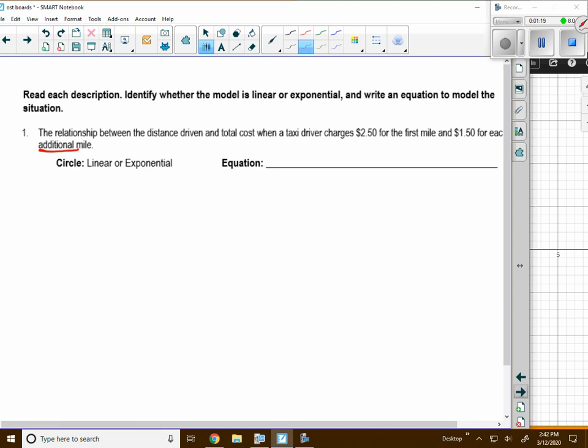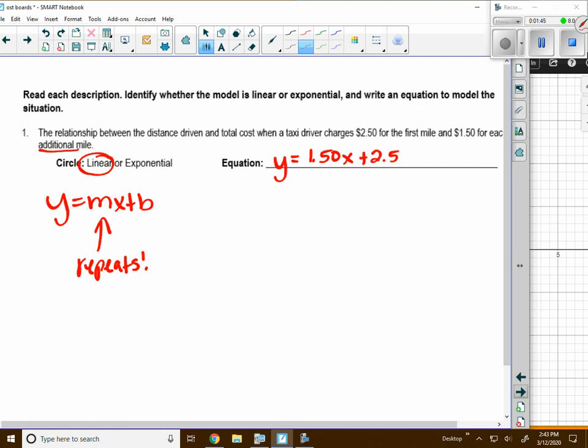So we know that since we're adding, this is going to be a linear function. We're going to have the general form of y equals mx plus b. When we have something that happens over and over and over again, that is our slope. That is a repeated value. So the $1.50 is going to repeat. And then the $2.50 is only charged one time. So that's our y-intercept. So our function would be y equals 1.50x plus 2.50.